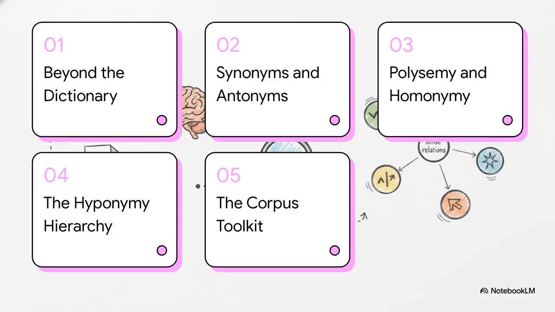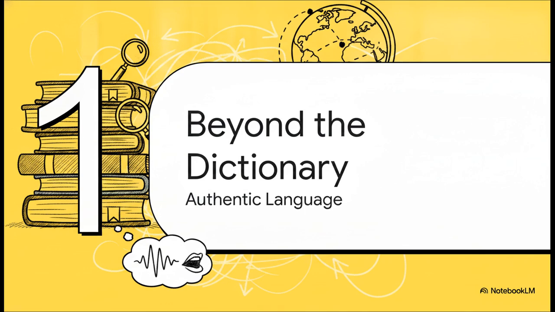So here is our game plan for today. We'll start with beyond the dictionary, then move into synonyms and antonyms. After that, polysemy and homonymy, followed by the hyponymy hierarchy, and finally, we'll wrap up with the corpus toolkit. Let's dive right into section 1, beyond the dictionary, looking at dictionaries versus authentic usage.